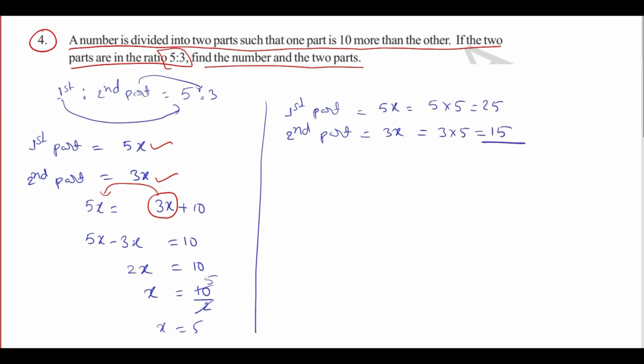Now, adding all this, you will get the required number. Therefore, the required number is equal to 25 plus 15, that is 40.